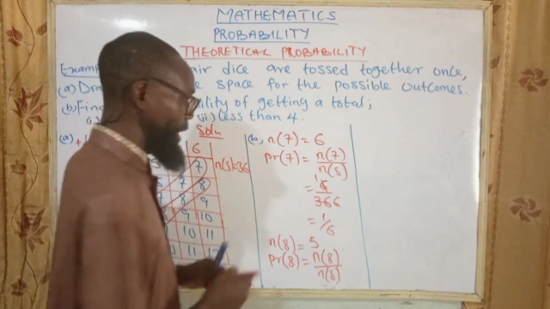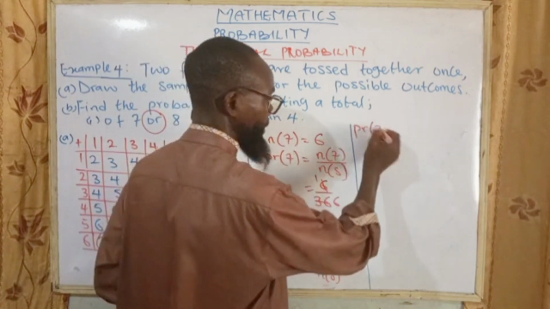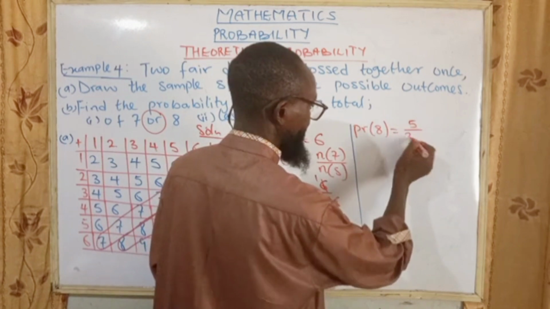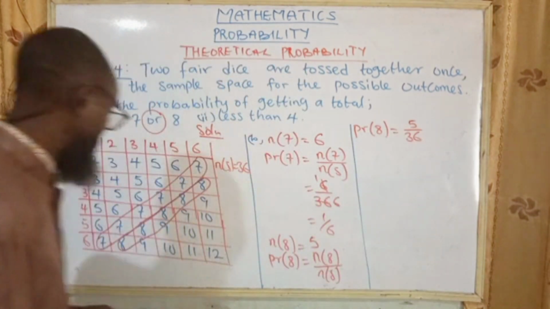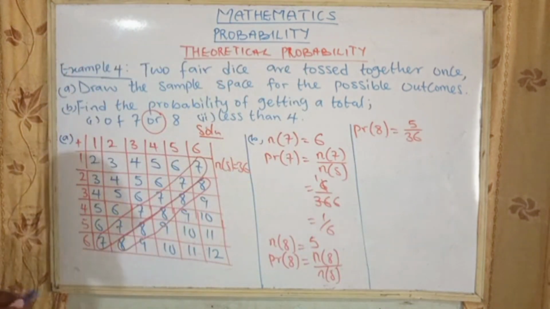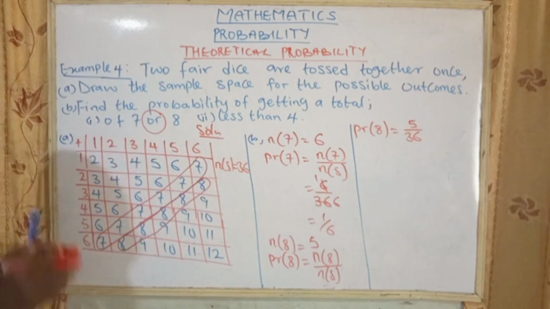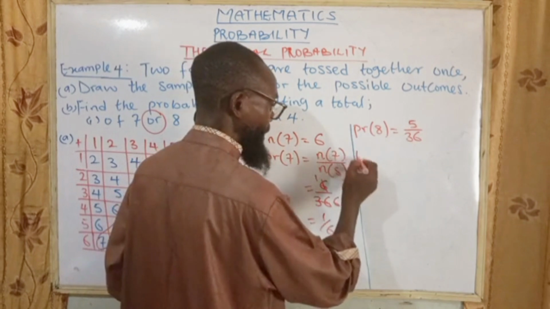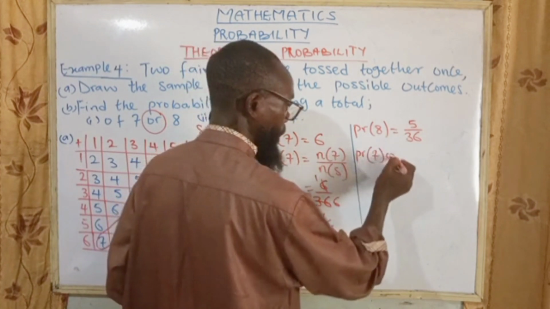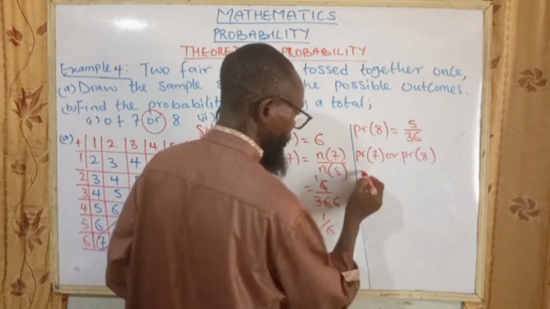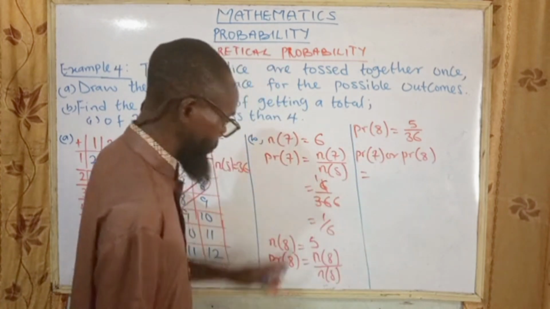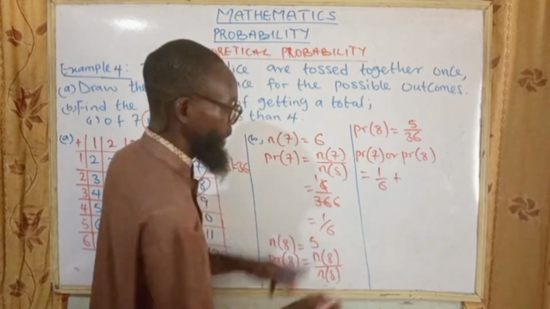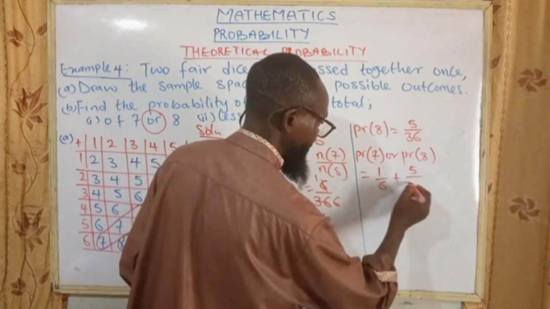Now, what's the probability of 8? The probability of 8 will be the number of 8s over the sample space, which is 5 over 36. Now, the next step is to look for the word "or", which means addition. It means to add them together. So the probability of 7 or the probability of 8 will be equal to the probability of 7, which is 1 over 6, plus the probability of 8, which is 5 over 36.